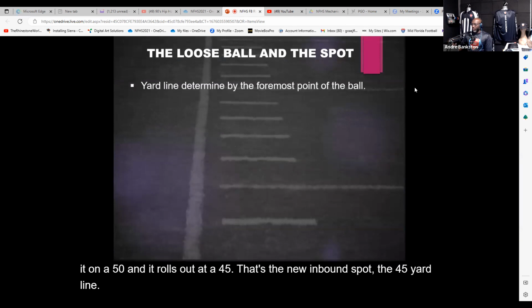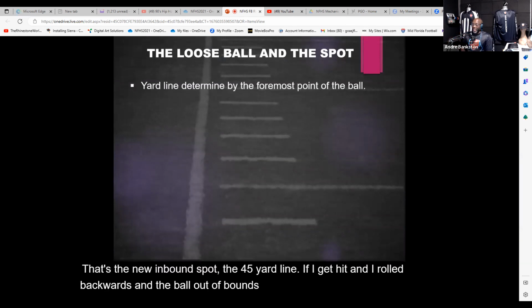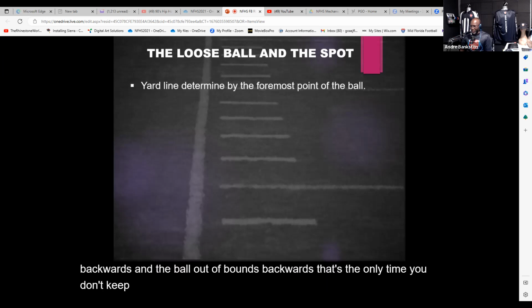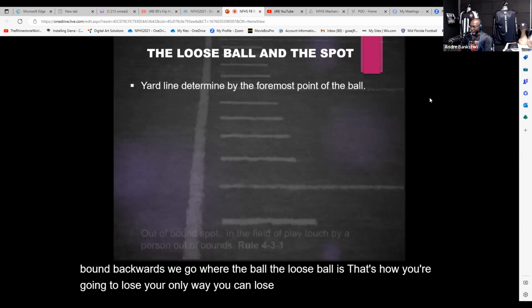If I get hit and I roll backwards and the ball rolls out of bounds backwards, that's the only time you don't keep forward progress. If you fumble the ball and then it rolls out of bounds backwards, we go where the loose ball is. That's the only way you can lose your forward progress.